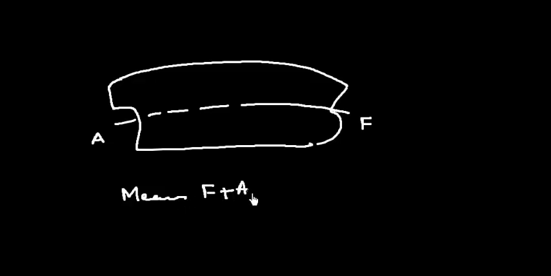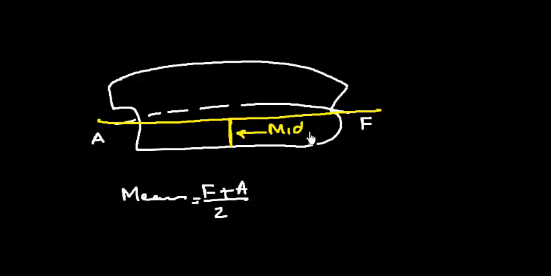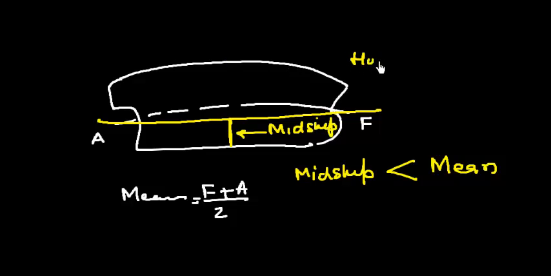Suppose the vessel is like this. Here this is the forward draft and this is the aft draft. The mean draft of forward draft and aft draft will be the sum of these two drafts divided by two. And if we see that the midship draft is this one, this is the midship draft, and we say that the midship draft is less than the mean draft, then we say the vessel is hogged.